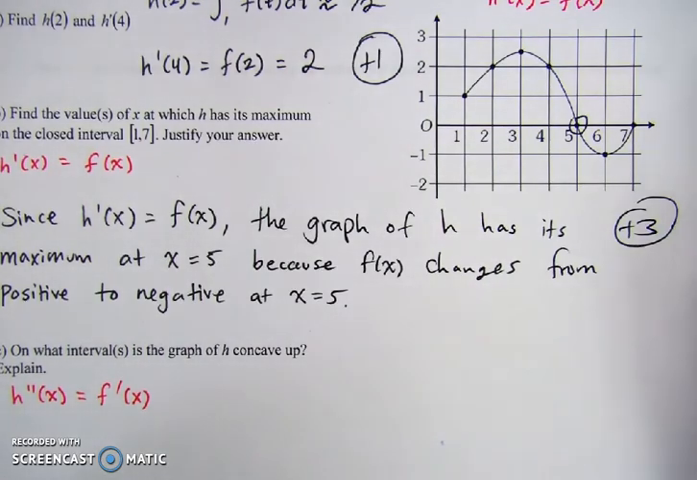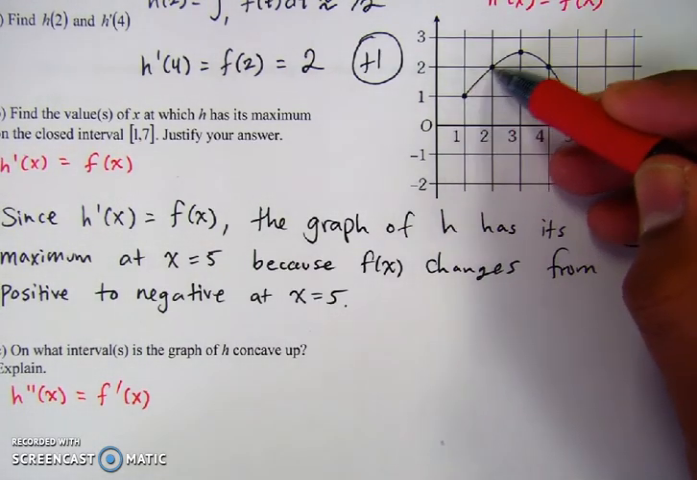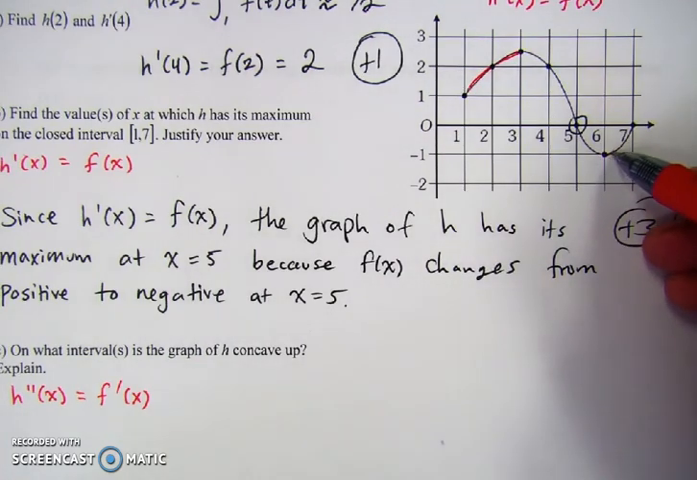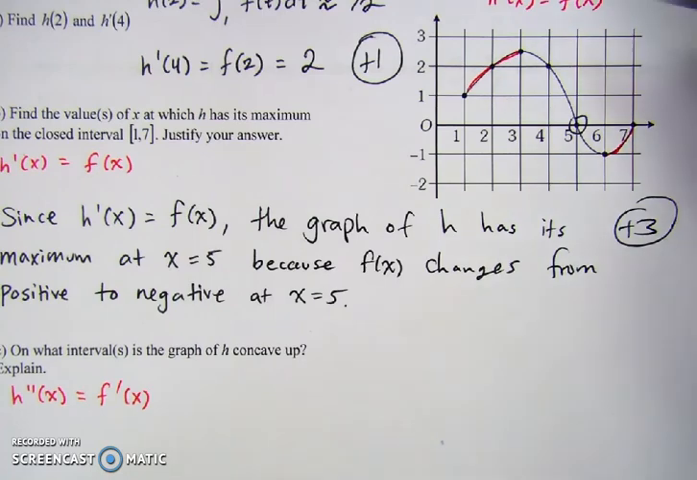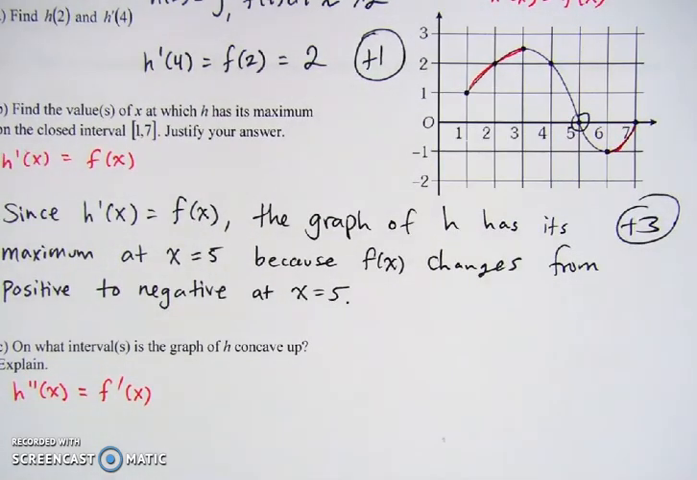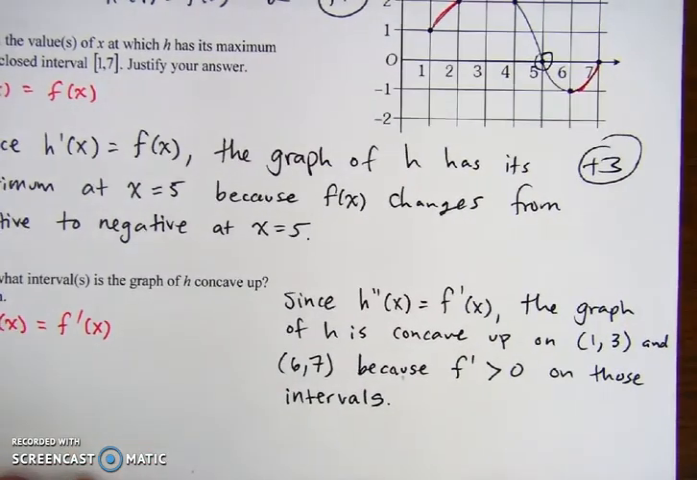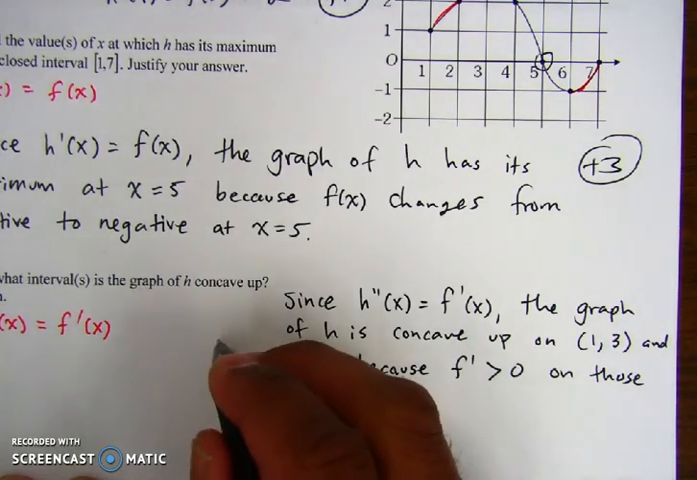We have a positive slope from 1 to 3, and then we have a positive slope from 6 to 7. From 3 to 6, the slope is negative. Okay, and here is your sample response for part C for another 3 points.